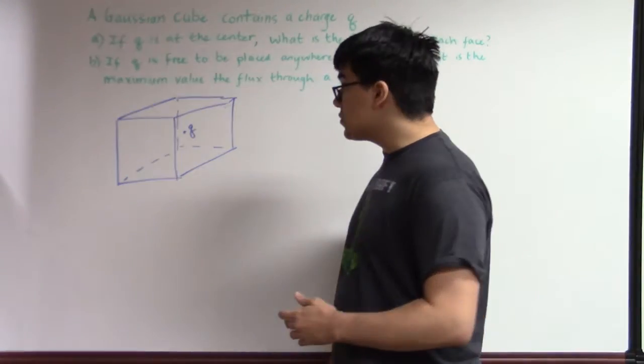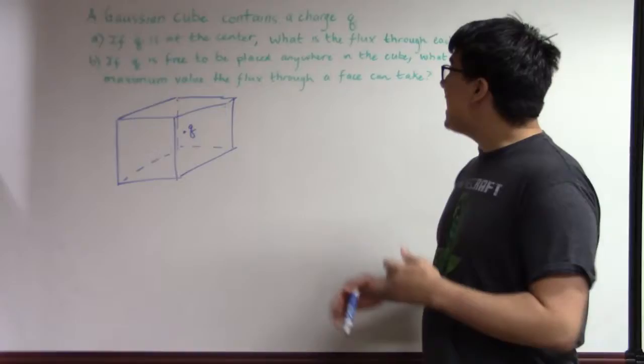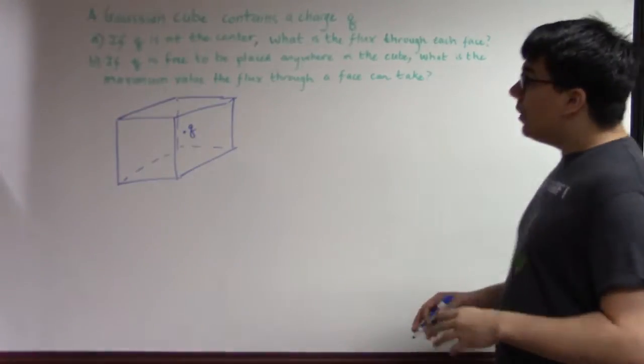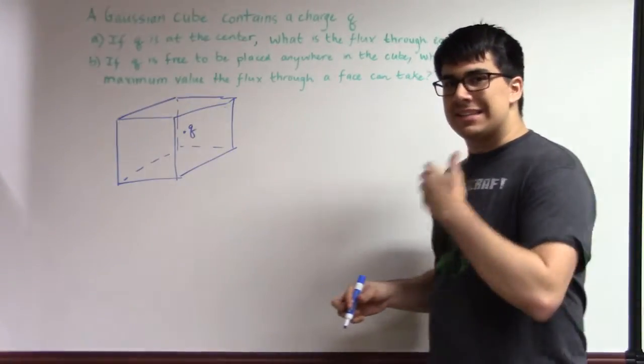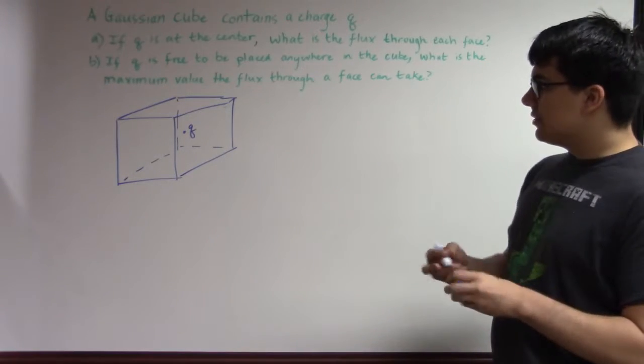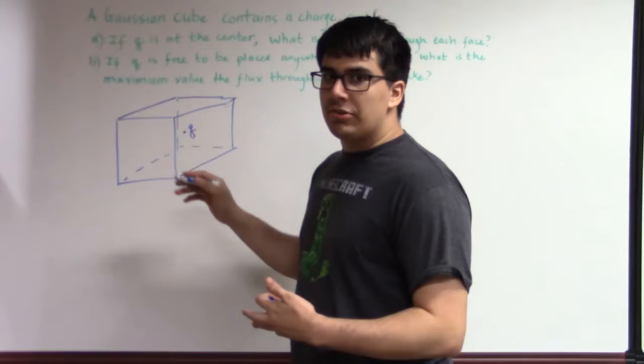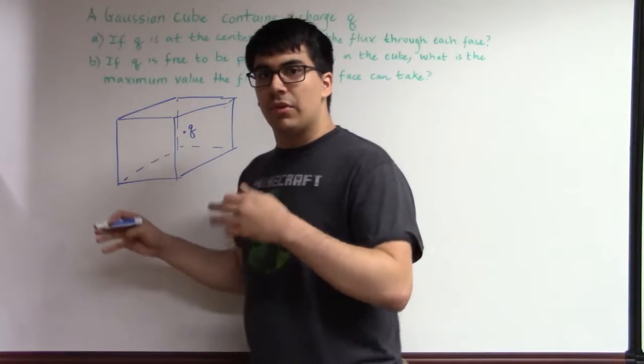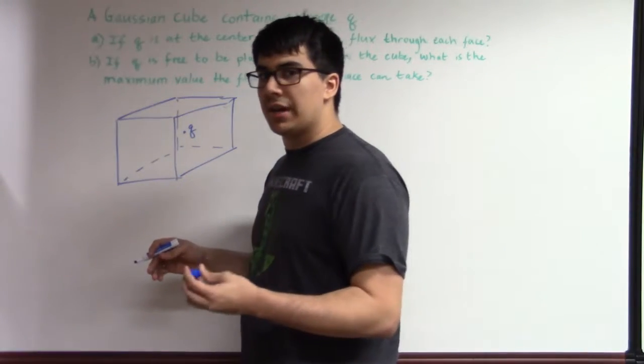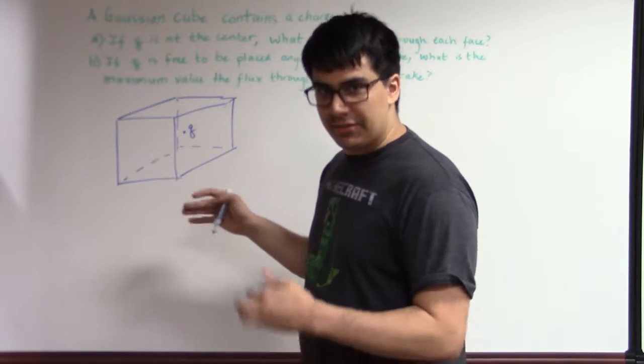Alright, so the second part of this question is, if q is free to be placed anywhere throughout the cube, what is the maximum value the flux can take through any given face? So, if it's at the center, we established that the flux through one face is going to be q over 6 epsilon naught, regardless of what face we're looking at, because it's symmetric.